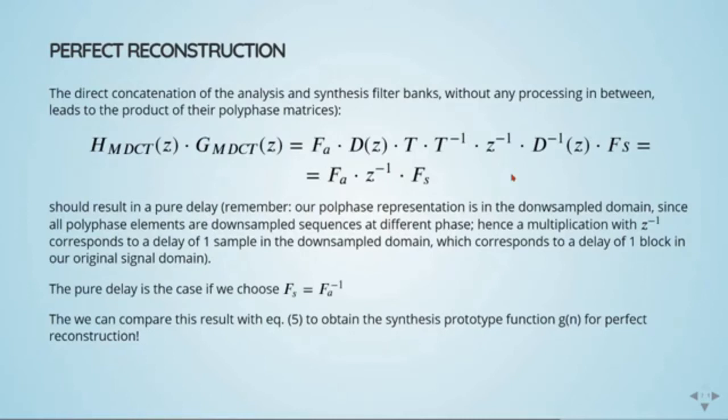Remember, our polyphase representation is in the downsampled domain, since all polyphase elements are downsampled sequences at different phases. Hence, a multiplication with z to the power of minus 1 corresponds to a delay of one sample in the downsampled domain, which corresponds to a delay of one block in our original signal domain. This is a very important thing to have in mind. The pure delay is the case if we choose FS equal to FA to the power of minus 1. Then we can compare this result with equation 5 to obtain the synthesis prototype function g of n to obtain perfect reconstruction.